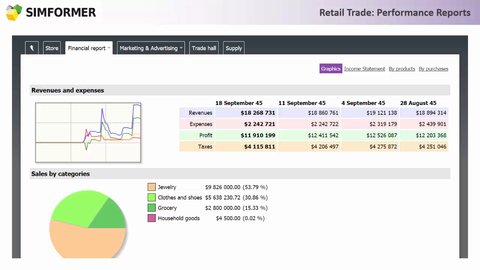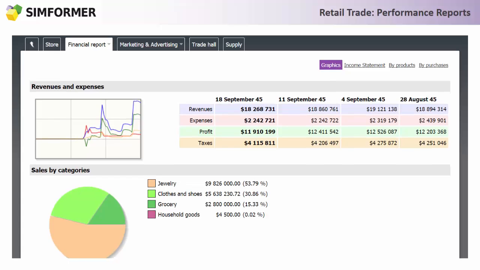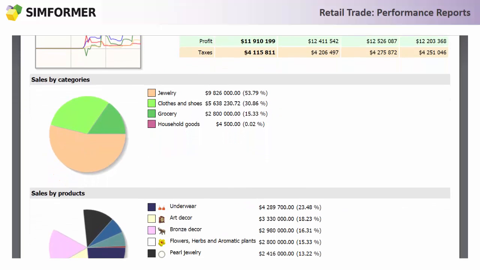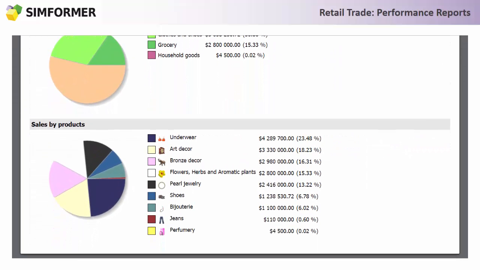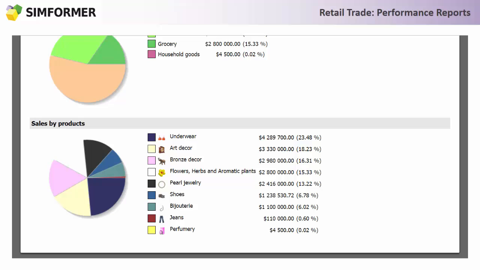Under financial reports, you can find a lot of data that is necessary for the analysis: the revenues, expenses, profit, and taxes. Also sales by categories, as well as sales by specific products. Here you can see which part of the products actually brings you income.